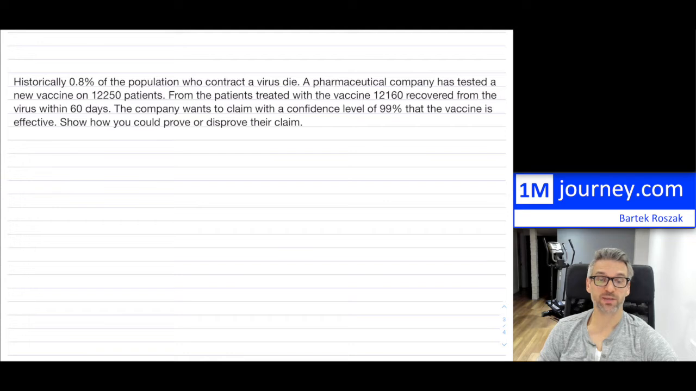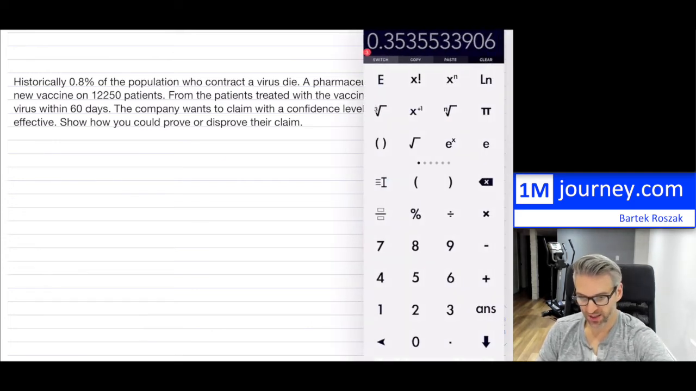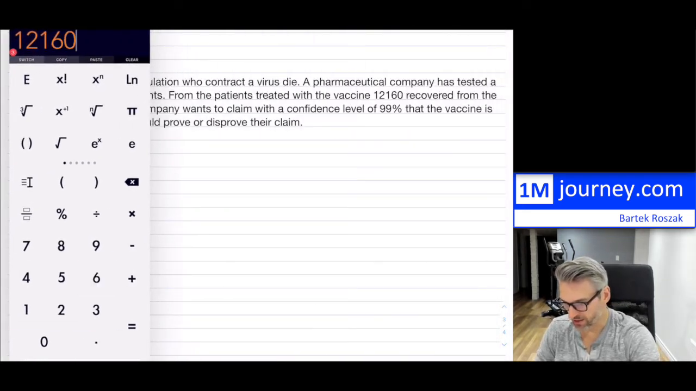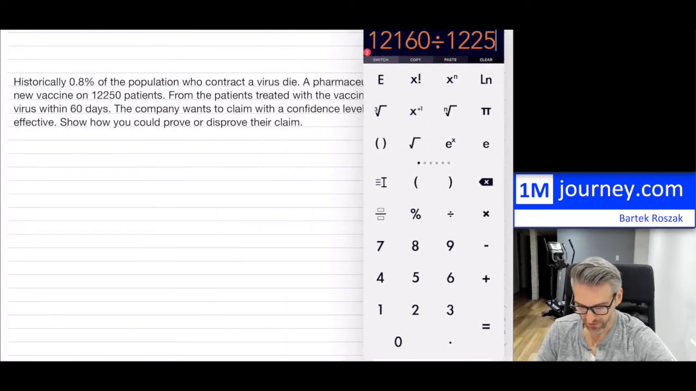Now, a pharmaceutical company comes along and is testing out a new vaccine, and they tested it on 12,250 patients. What they have found is that of the patients treated with the vaccine, 12,160 recovered from the virus within 60 days. And now you might say, oh, great, maybe this vaccine is really good, because if you take 12,160 divided by 12,250.